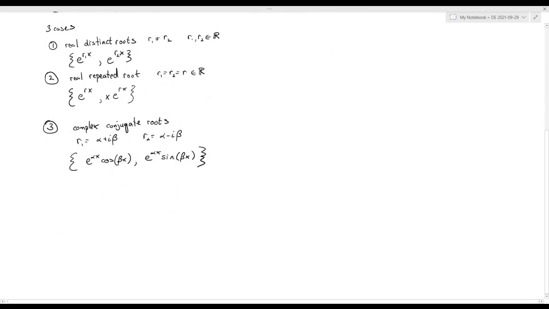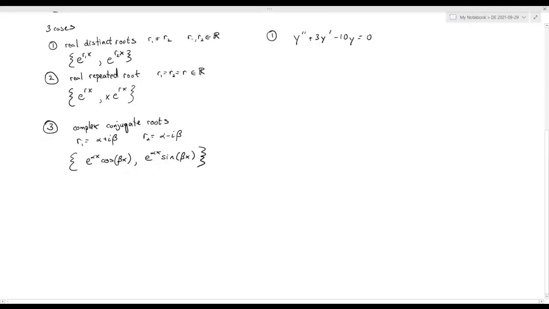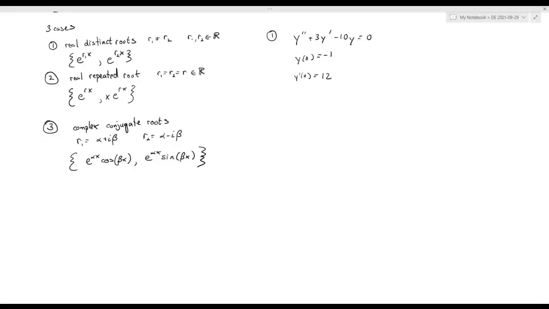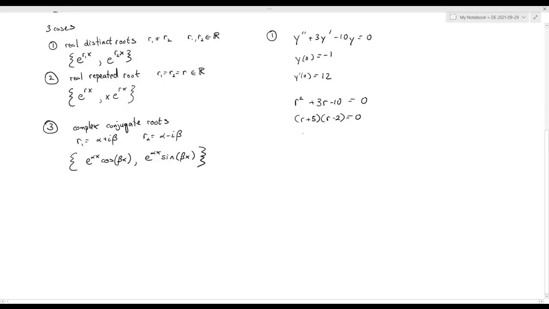So let's look at case number 1. So it's real distinct roots. So we have a second order differential equation, homogeneous. Suppose we also have some initial conditions. So we write down the characteristic equation. Here we can indeed, I believe, factor. And then we see we have 2 real roots, and they're different, they're distinct.